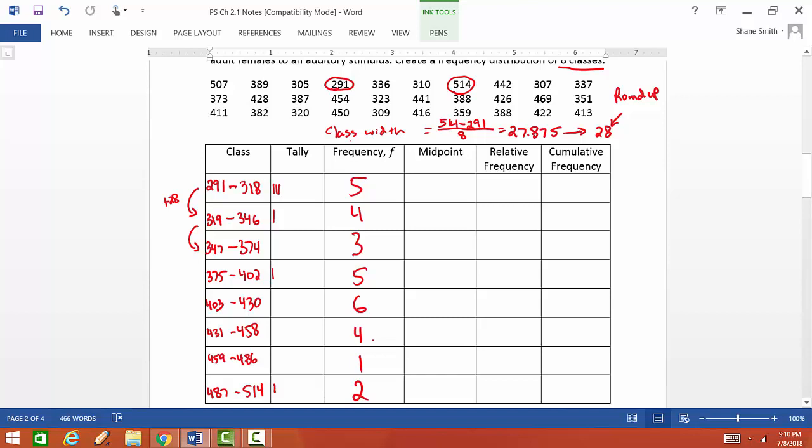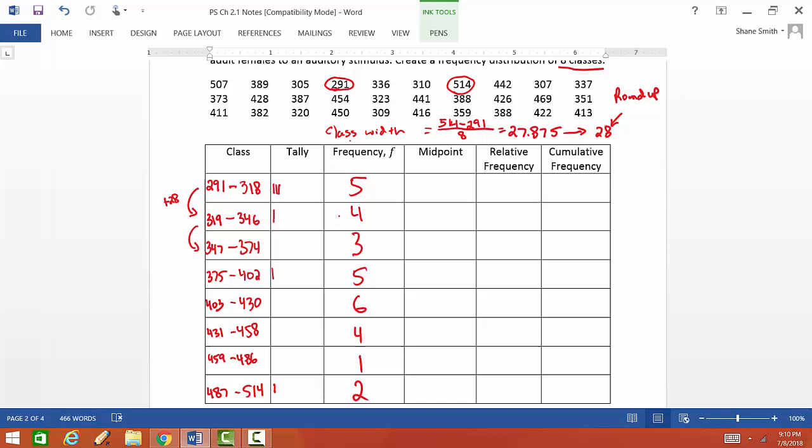And that's the hardest part really right there, is making the classes and finding the frequencies. Okay? So if you have any questions about this process, feel free to email me. But yeah, that's basically how you do it. Or you can look at another example from the book.